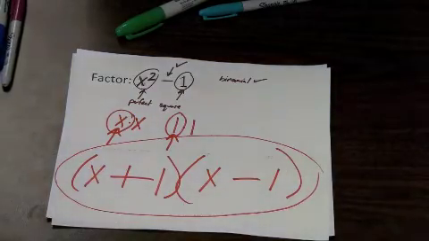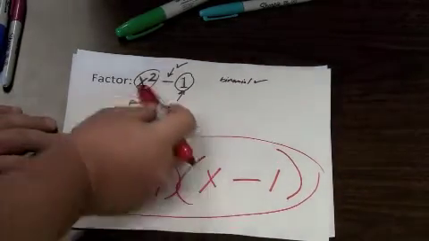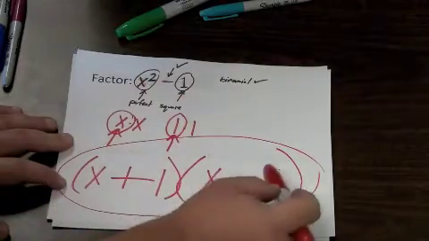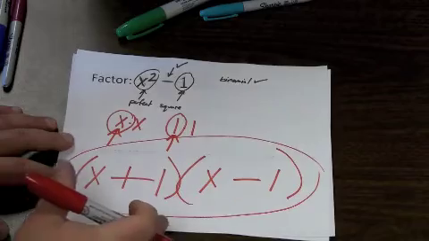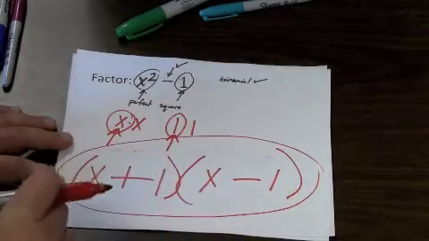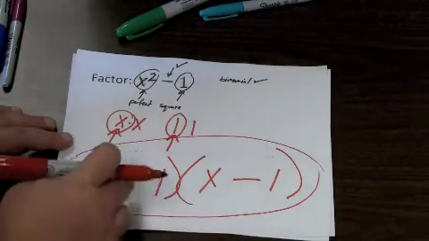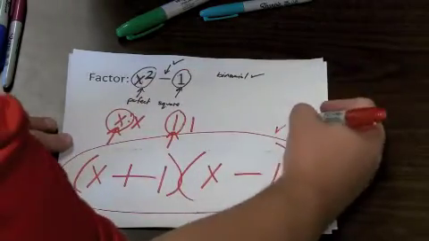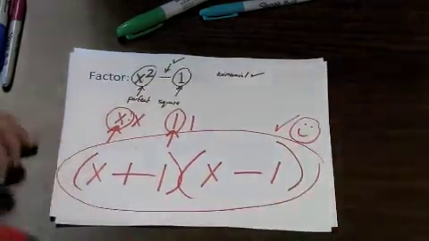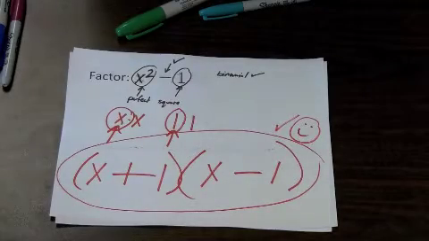Of course, you can check any of these by foiling it out. X times x is x squared. X times negative 1 is negative 1x. 1 times x is positive 1x. Negative 1x and positive 1x cancel out. Positive 1 times negative 1 gives you a minus 1, so it does check out. And of course, that makes me happy.